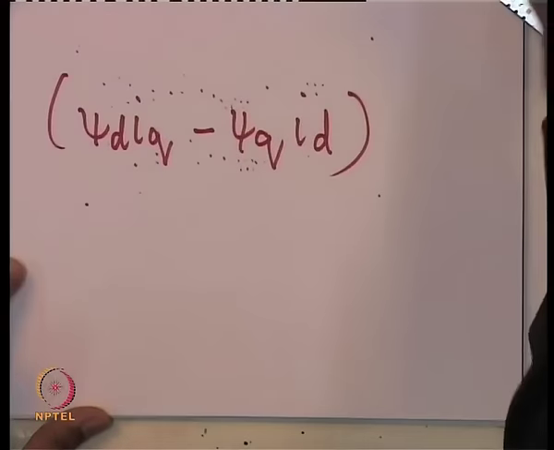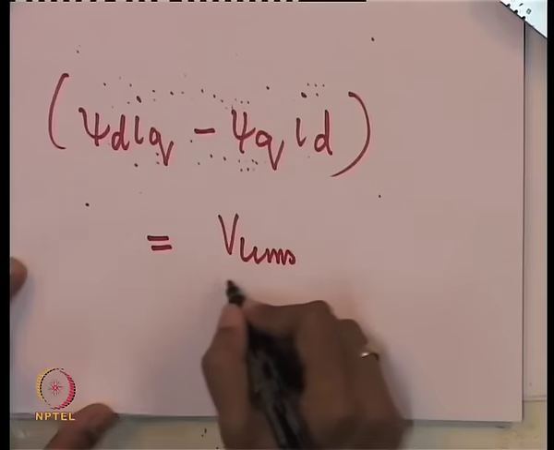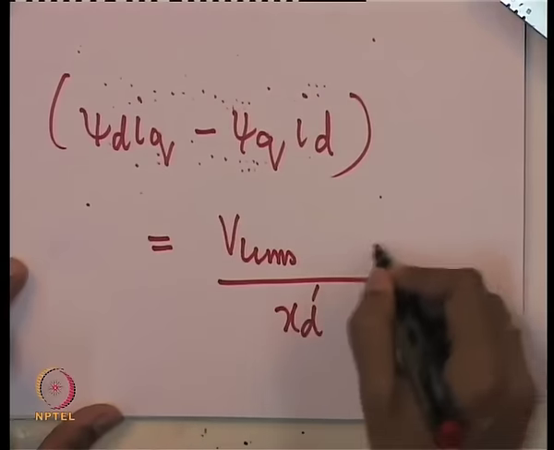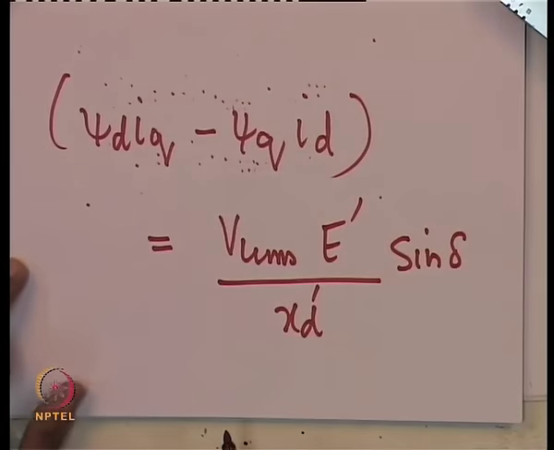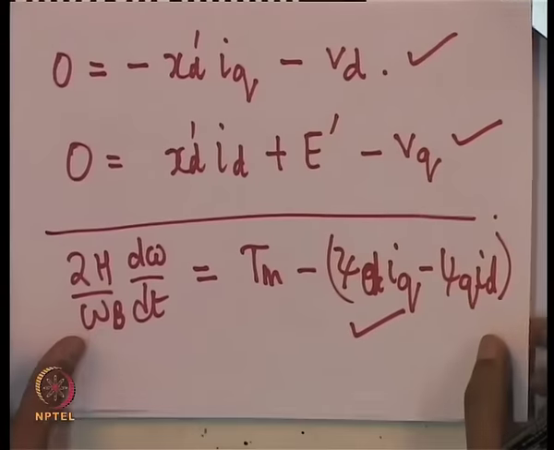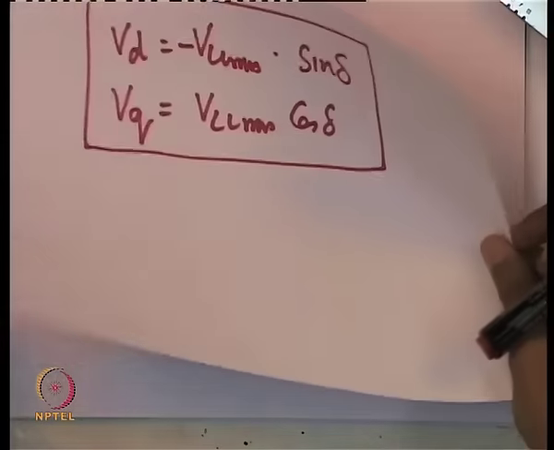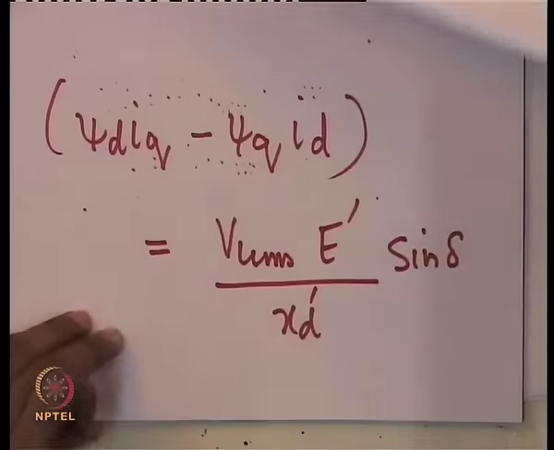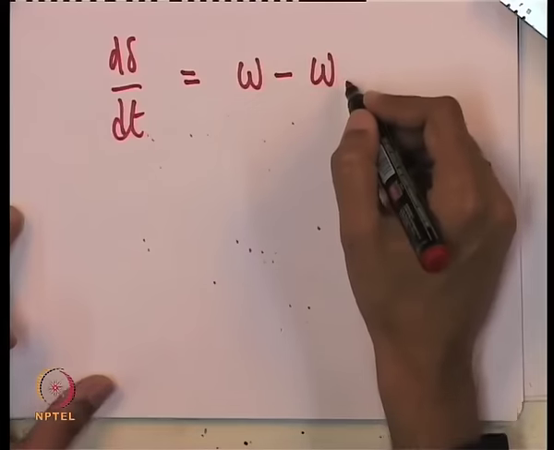What you will get eventually is that the electromagnetic torque is nothing but V line to line RMS by x t dash, E dash sin delta. So, the classical model, effectively the torque equation or the electromechanical equations, are d delta by d t is equal to omega minus omega naught.